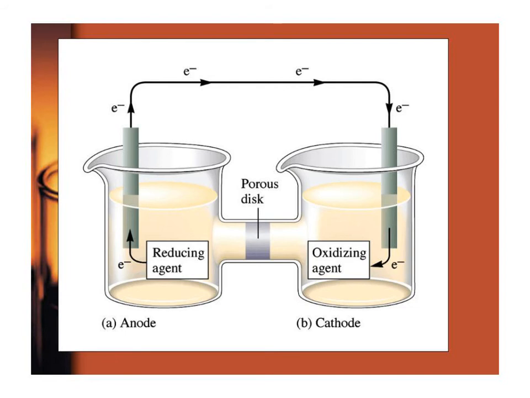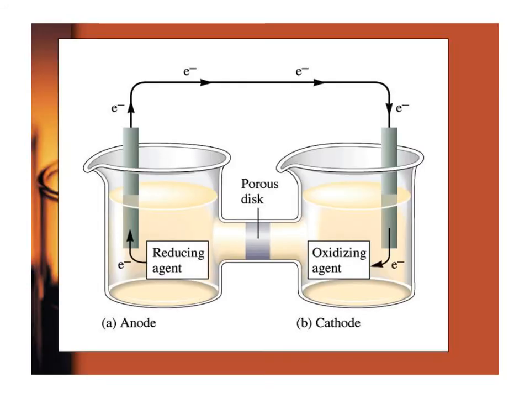Now, let's learn some terms. There's some very important terms that we're going to use. This is a galvanic cell right here. And in this galvanic cell, the substance that is the reducing agent is going to send electrons through here, and then the oxidizing agent is going to lose electrons into the solution.